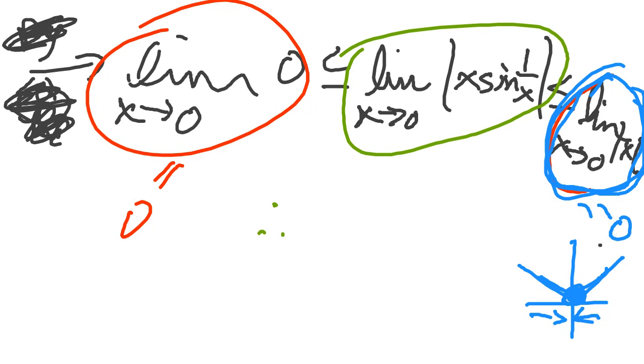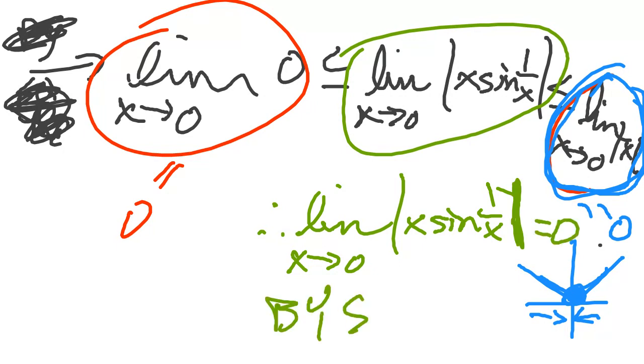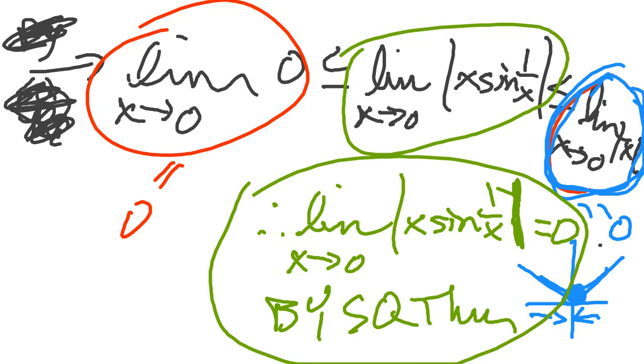Therefore, this middle one, the limit as x approaches 0 of the absolute value of x sine 1 over x, equals 0 by the squeeze theorem. So I squeezed it in between two functions that I knew, on the outer edges, but I know that it had to be on or in between those. And in this case, it had to be on the limit of 0 for both of those.